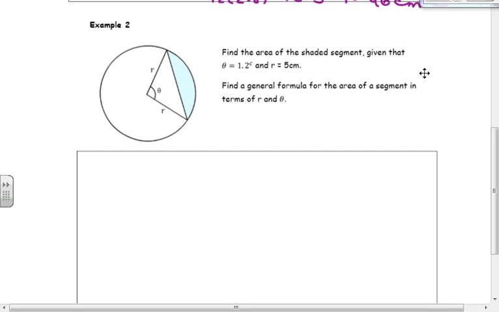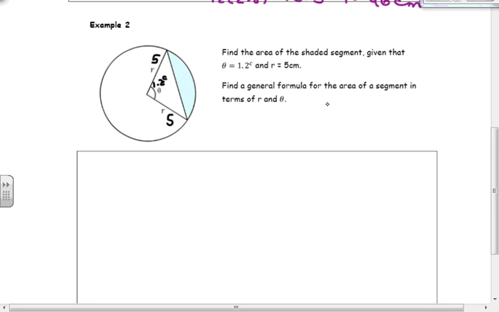C2, Trigonometry, Section 2, Example 2. So here we're asked to find the area of the shaded segment, given that theta is equal to 1.2 radians. So this here is 1.2 radians. And the r is equal to 5. So this is 5 and this is 5.